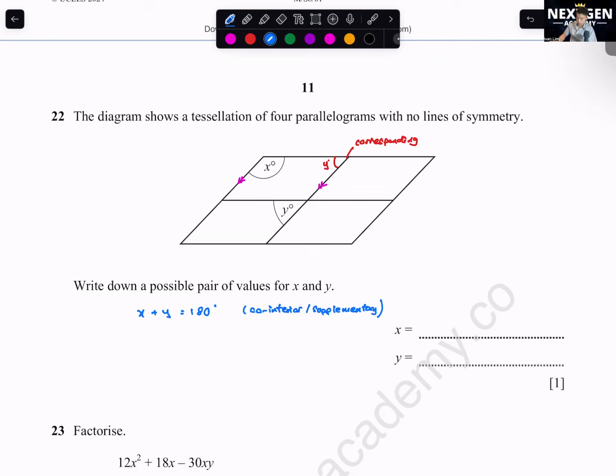So you just put any values that will make sense. Okay, I'll put maybe 180. It needs to make sense. Your x needs to be bigger, and then your y will be the smaller one. Your x needs to be an obtuse angle because it is bigger than 90 degrees, then y will be smaller than 90 degrees.